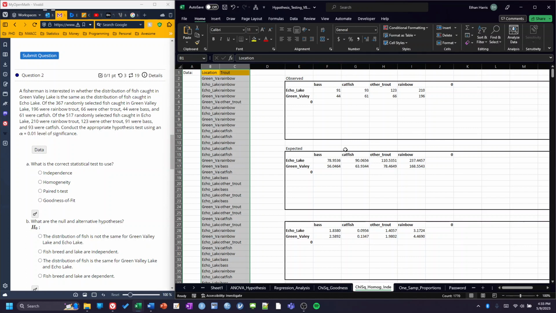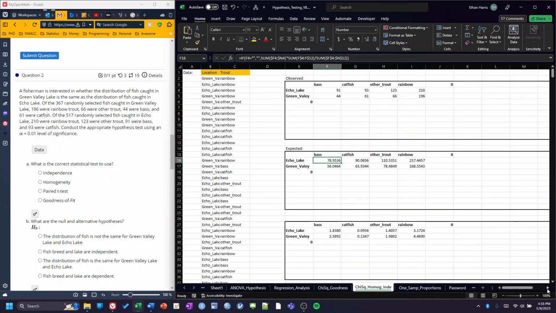Now there is some math that happens here, and it's in some of the other videos that show exactly how it does. Basically, it takes the total in Echo Lake, multiplied by the total number of bass, divided by the grand total, and that's how you get this cell right here for if there's no relation, or if there's no differences in the proportions.